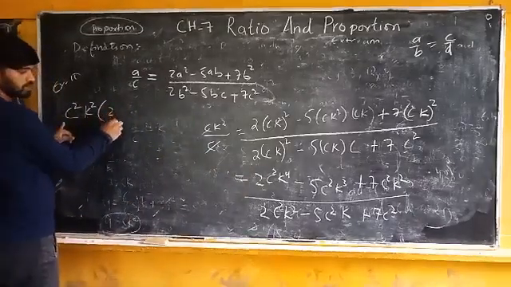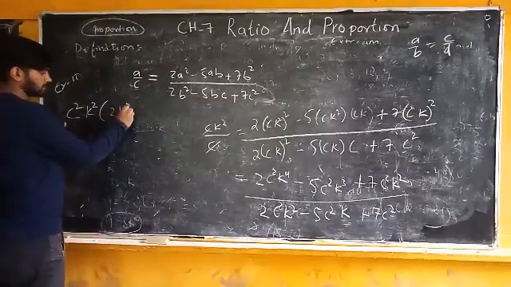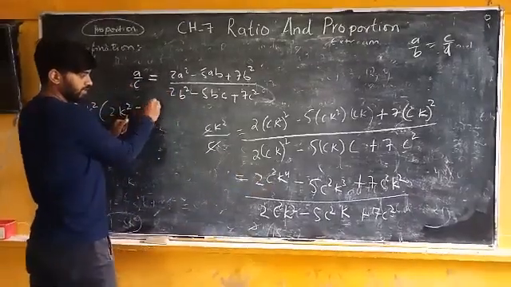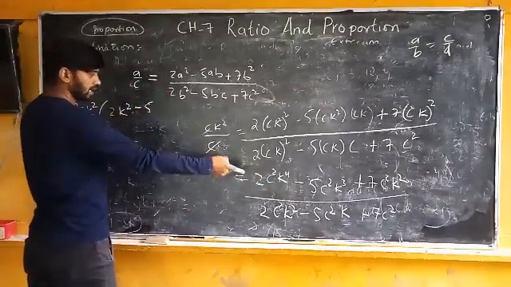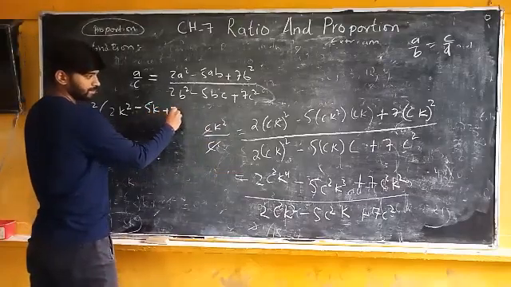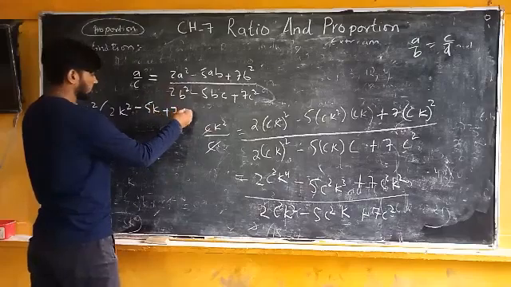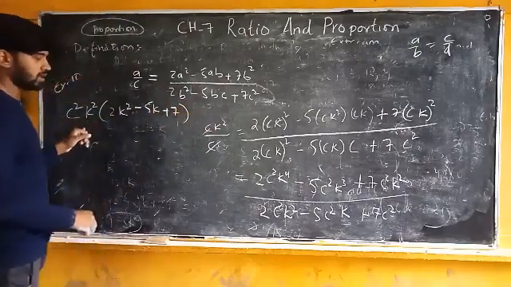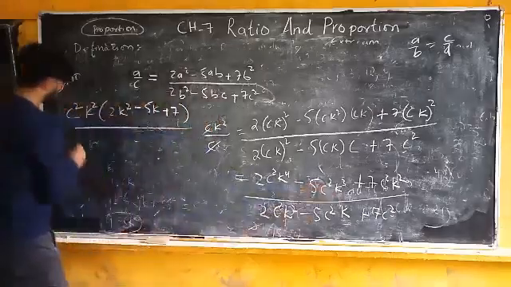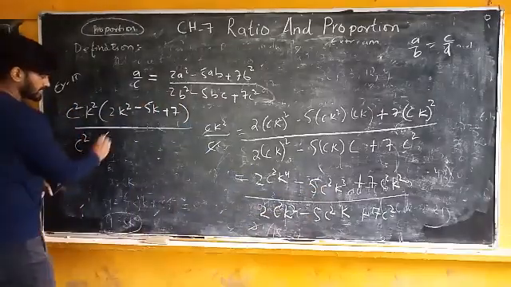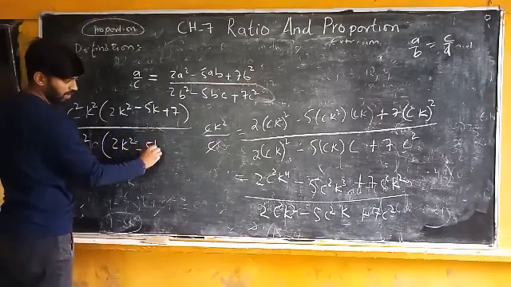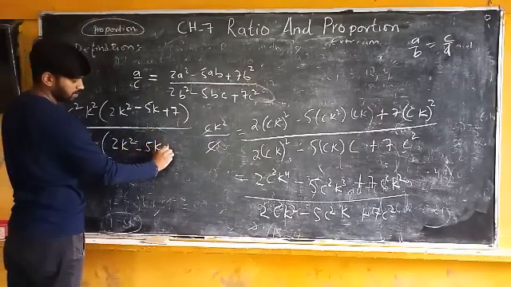2K square. C तो बाहर आ गया यहाँ से. C square बाहर आ गया. And then minus 5. C square is out and K square is out. So 1K is left. Plus 7, C square is out and K square is out, so only plus 7 is left. अब नीचे से मैं क्या कॉमन ले लूँगा? If you see C square सब में, so C square कॉमन ले लूँगा. What is left? 2K square minus 5K plus 7.